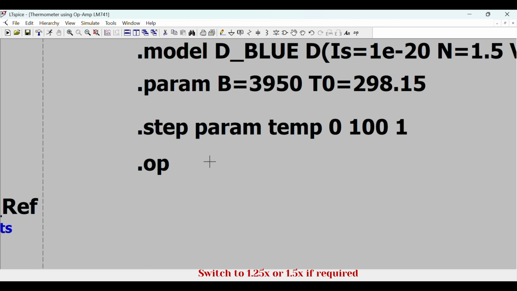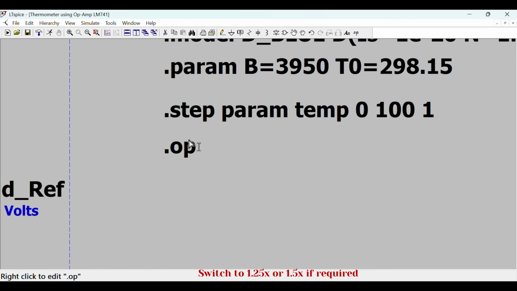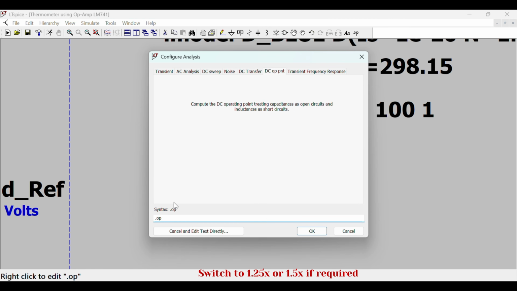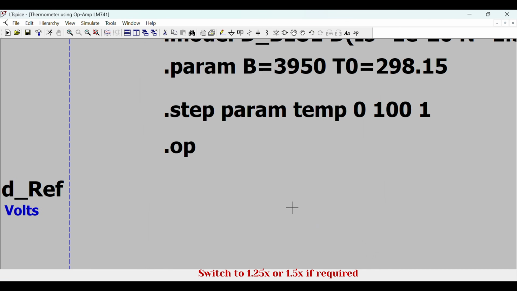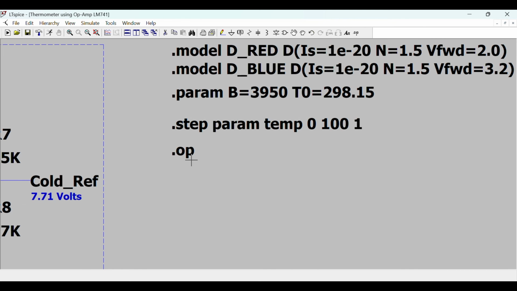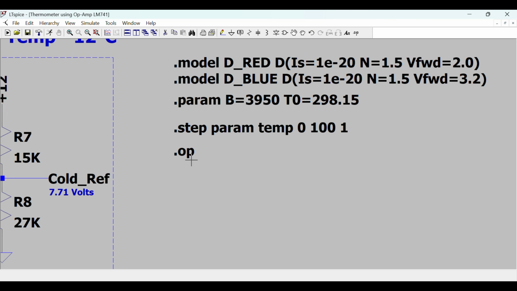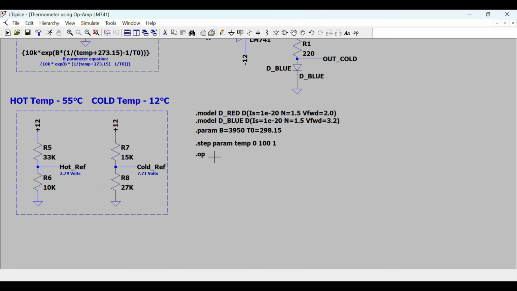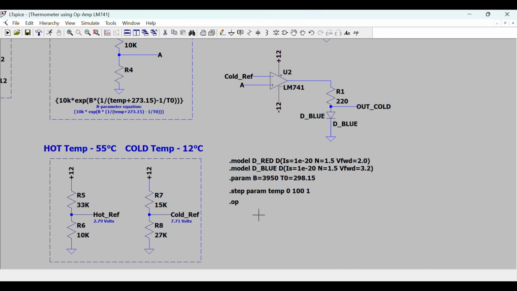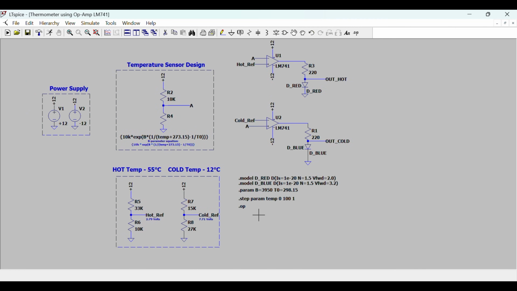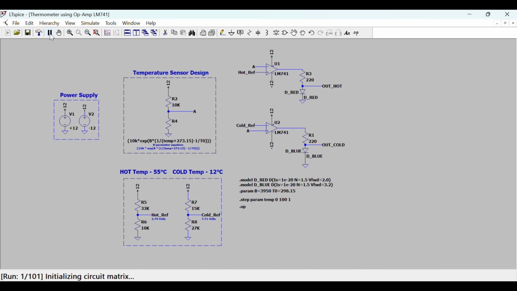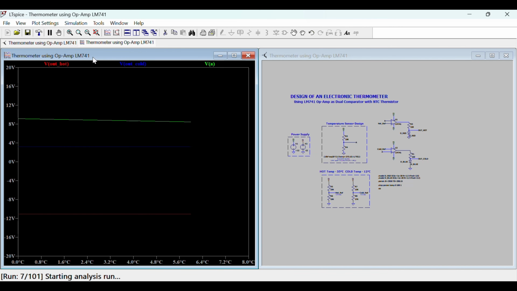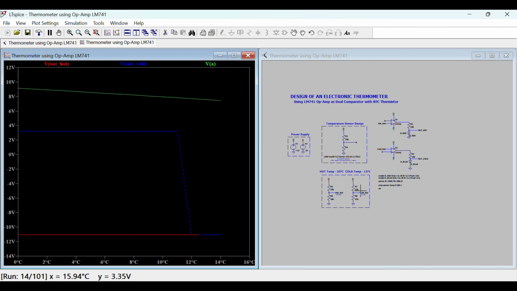The .op command, operating analysis. Since the circuit contains only DC signals, no transient analysis is required. For every temperature value, LTspice calculates node voltages, comparator outputs, LED states. This makes the simulation very fast and computationally efficient. Now let us run the simulation. So here I am clicking the run or pause button. Let us see what is the result.